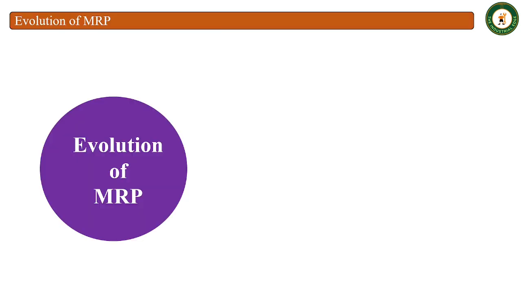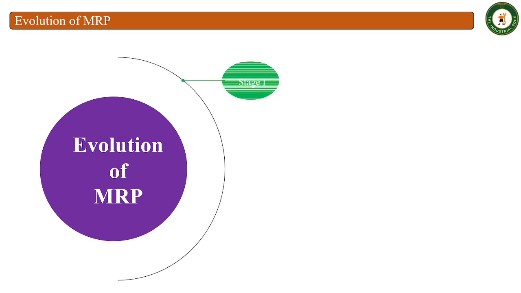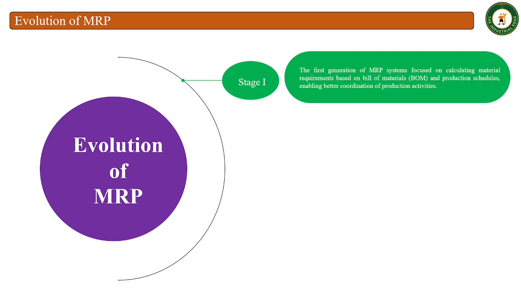Now discussing the evolution of MRP. Four basic stages are considered in the evolution of MRP. We'll discuss one by one. Stage 1. The first generation of MRP systems focused on calculating material requirement based on bill of material and production schedules, enabling better coordination of production activities.